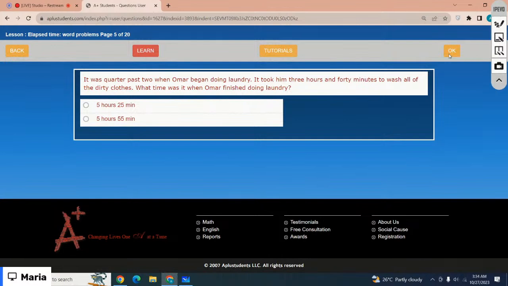It was quarter past 2 when Omar began doing laundry. It took him 3 hours and 45 minutes to wash all the dirty clothes. What time was it when Omar finished doing laundry? Which is the correct option?